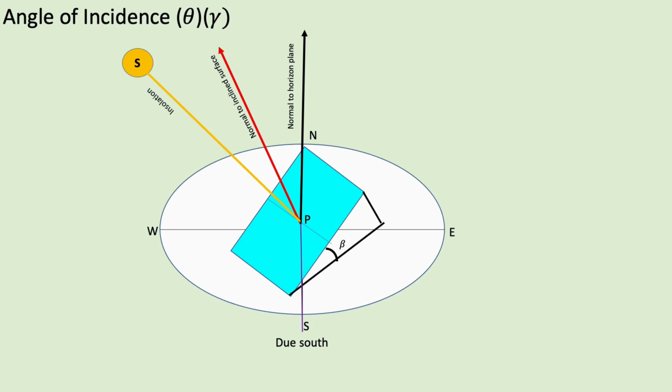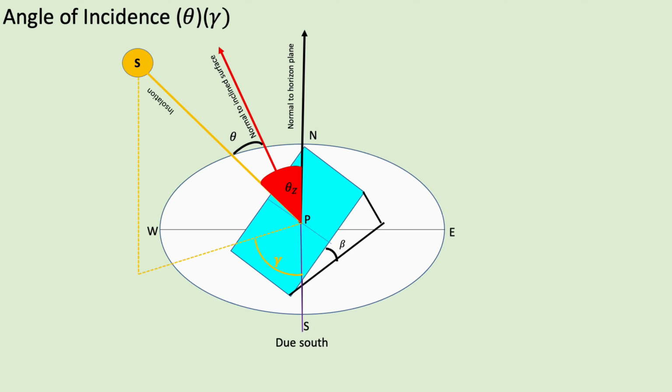Now the sun radiation falling at point P constitutes angles with the red line and the black line. The angle constituted with the red line, which is normal to the inclined surface, is known as the angle of incidence, and the angle with the normal to the horizontal surface is called theta z. So by tilting the surface, the solar radiation falling on the surface is nearer to normal, and hence the intensity of the radiation on the surface is increasing.